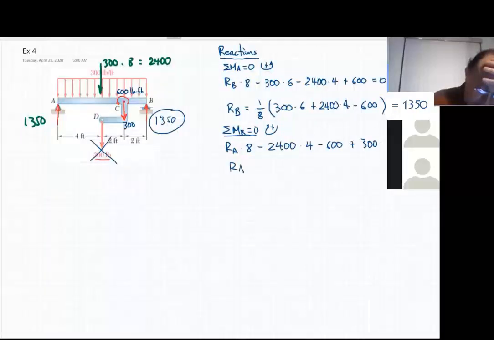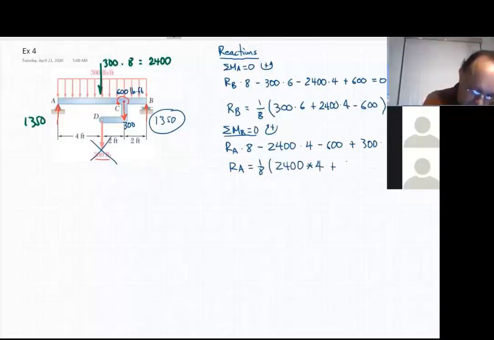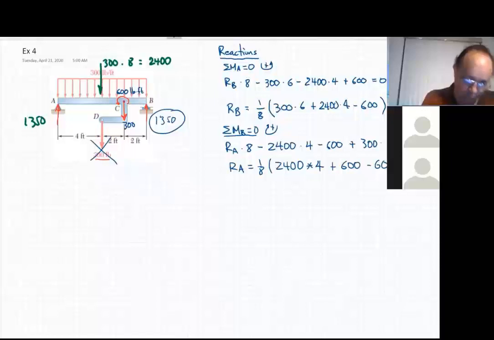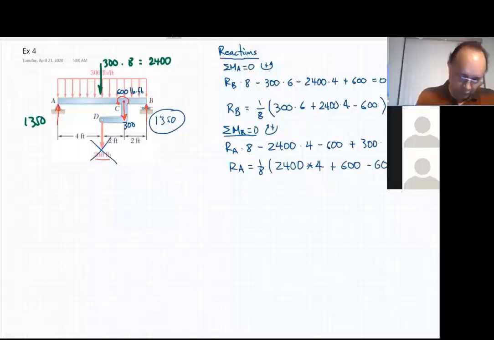Then RA equals 1/8 over all that stuff: 400 times 4 plus 600 minus 600. 1,200. You should get 1,200 for RA. Well, I should get 1350. That's what I should get. If not, I made a mistake because I know that the loads are equal.